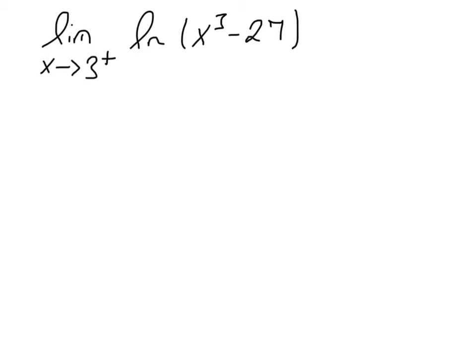Well, first thing we should do, as usual, is ask ourselves, is this 3 here in the domain of this function? Well, when x is equal to 3, x cubed is 3 cubed, which is 27, and so 27 minus 27 is 0, and so if 3 were in the domain of the function, then we would be able to evaluate the log of 27 minus 27, which is to say the log of 0, and in fact, we can't do that. The log of 0 is not defined.